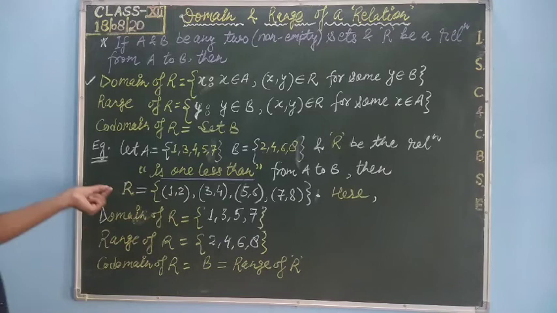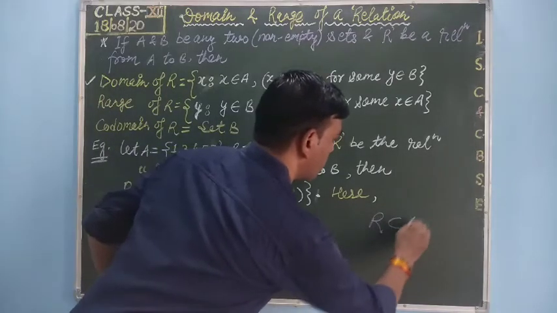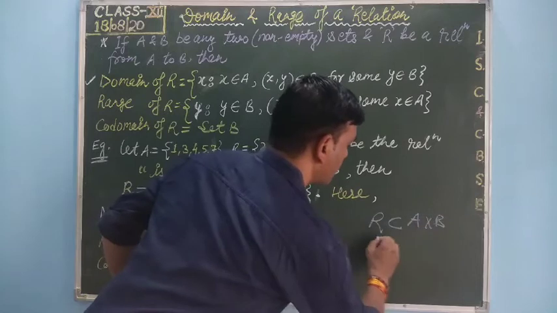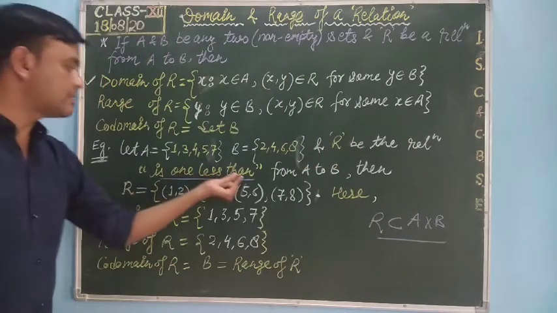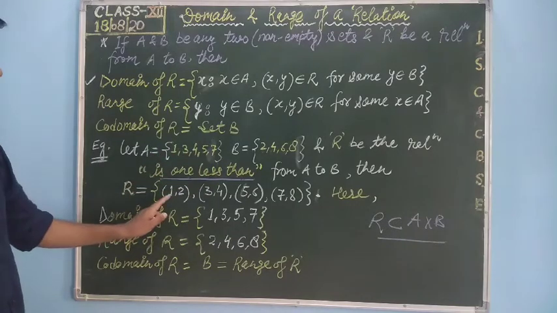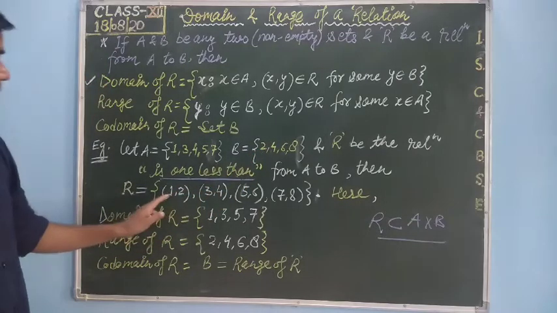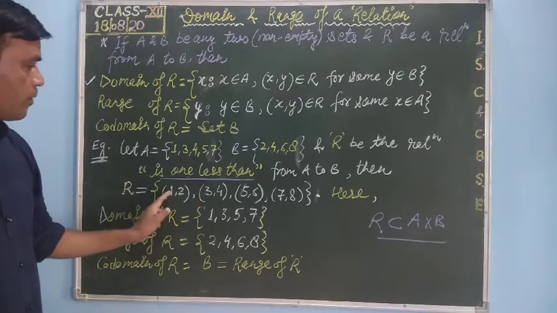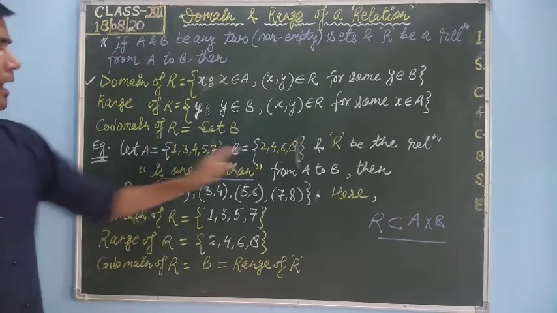You better know that any relation is a subset of the Cartesian product A cross B. This we have already discussed. So "is 1 less than" is a relation from A to B. See here, the first component will be from set A and the second component will be from set B, such that the first component is 1 less than the second component. So 1 from A and 2 from B.